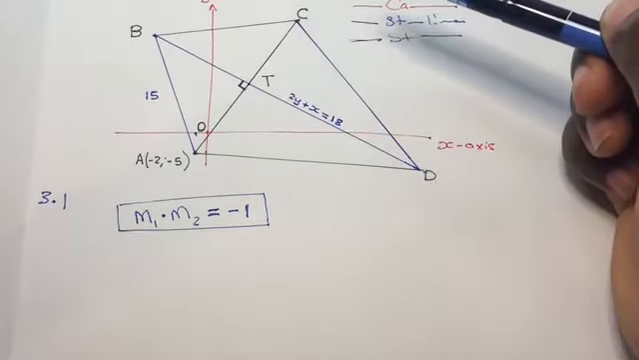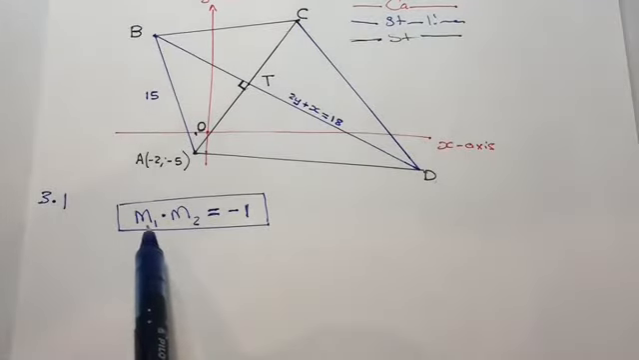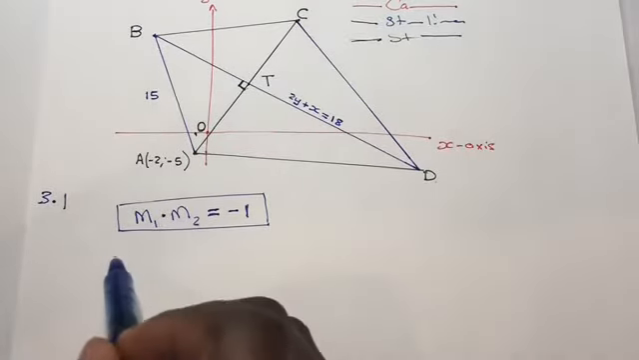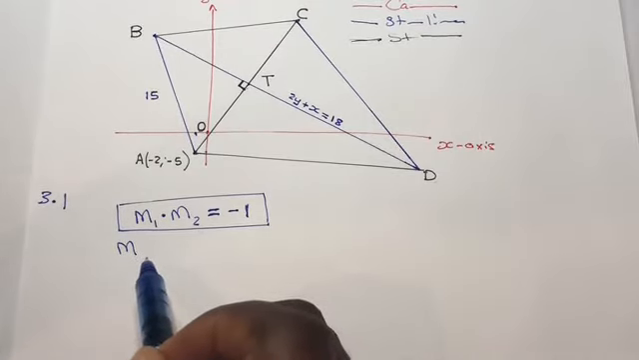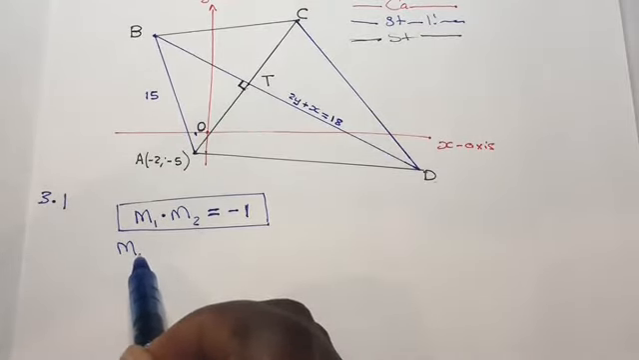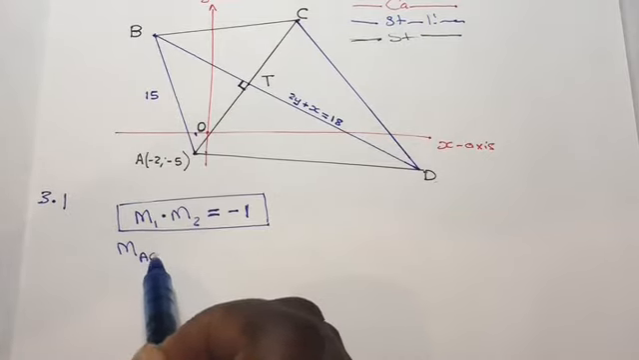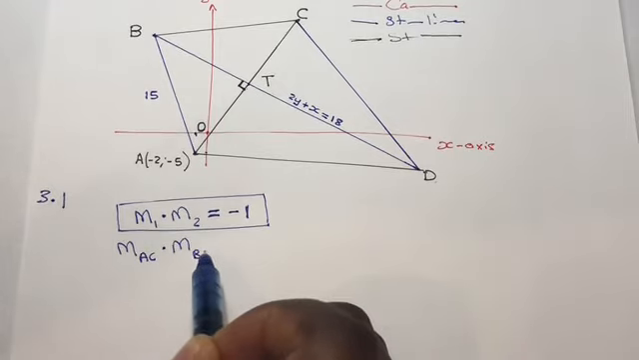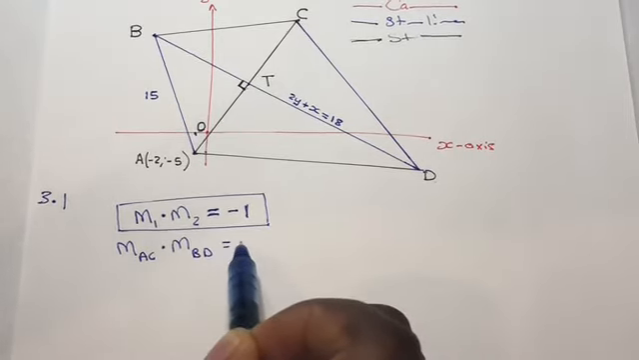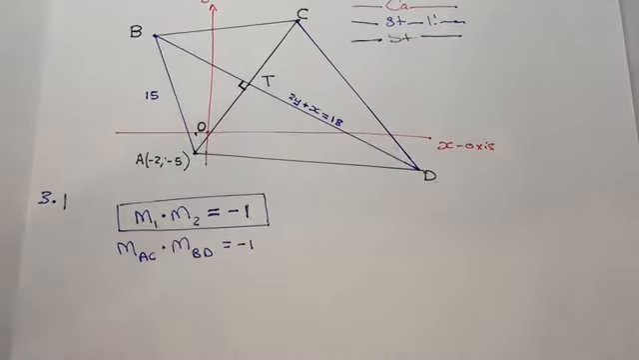So what this formula means is that the gradient, remember m refers to the gradient, so the gradient of AC multiplied by the gradient of BD is equal to -1. So that's what basically this formula means.